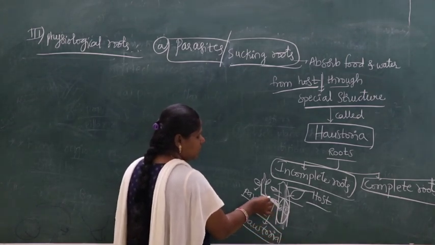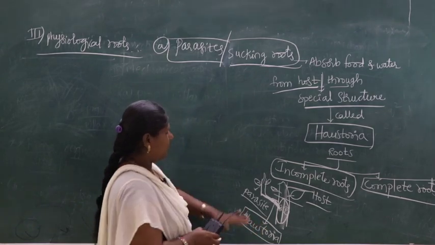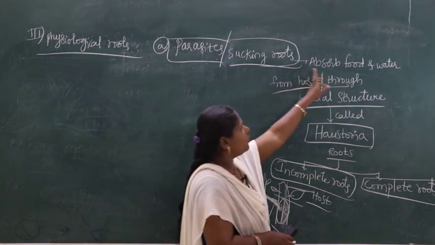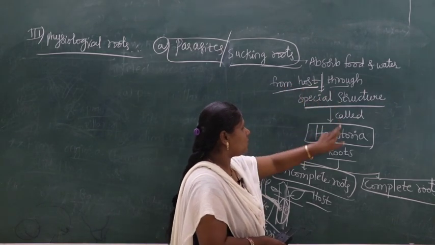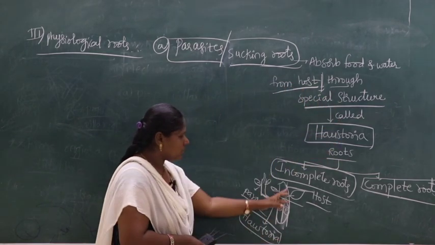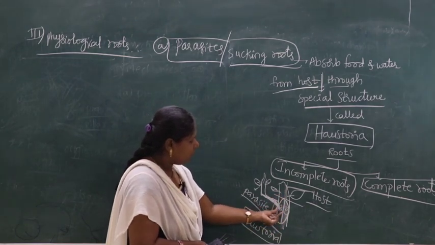Haustoria. The special structure that enters into the root is called haustoria. I repeat again: to absorb food and water from the host through a special structure is called haustoria. This is a host root. From the host root, we want to take food and water.